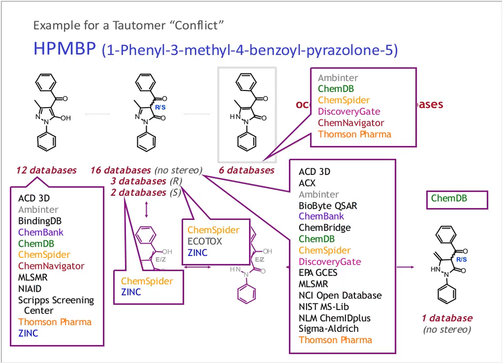This is the full list of the databases where these different tautomers are present. Here we can see these 12 different databases where these molecules are present, and these are the 16 different databases where this tautomer is present. And if we compare them, the same databases have defined stereochemistry for some tautomers and not for others. These are the same databases, which is problematic. There is no interconnection between them.